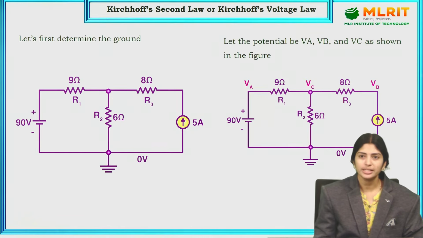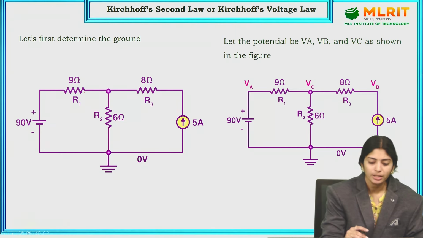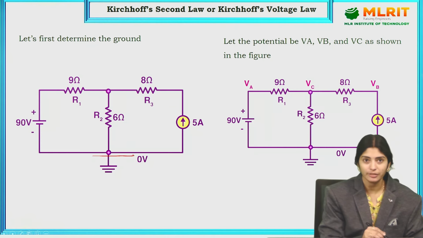So what is the first thing we have to do? We have to keep the ground terminal. This is the circuit which they have given. In this circuit, up to here they have given in the question. First we have to keep the ground for the reference. So we have kept the ground. That is the first step.